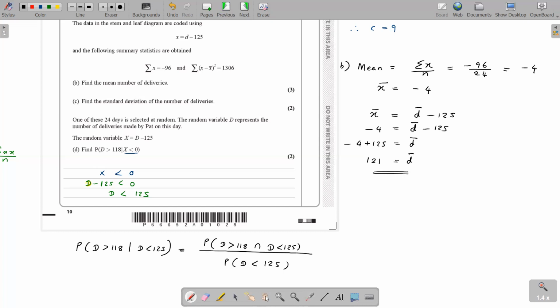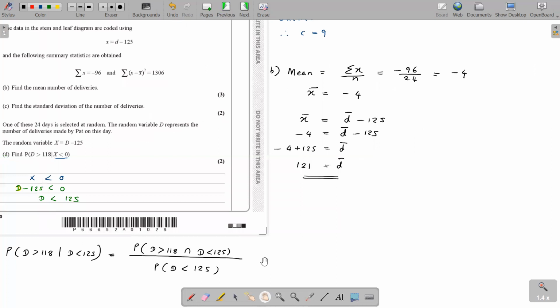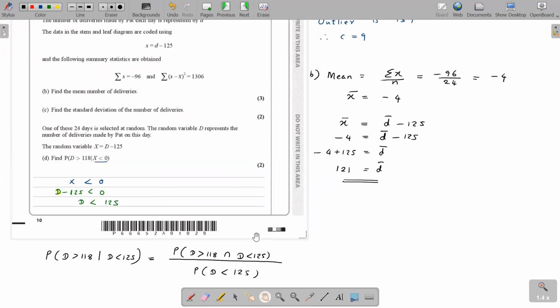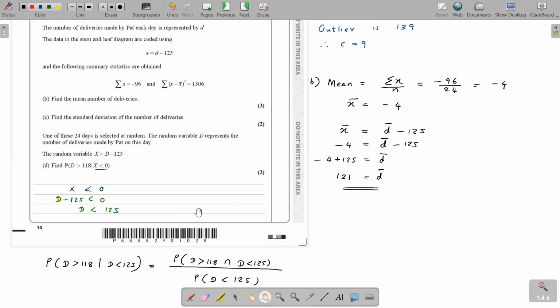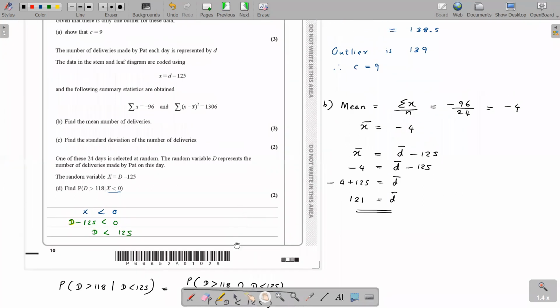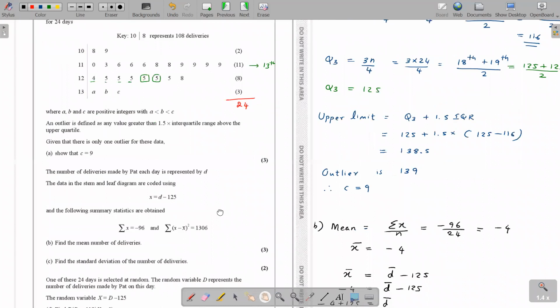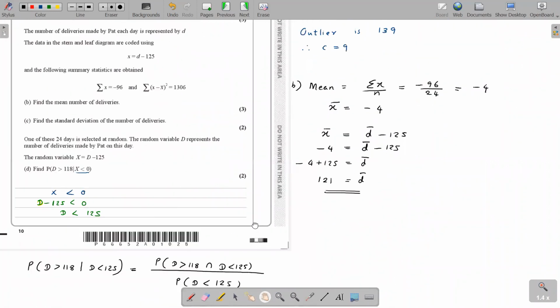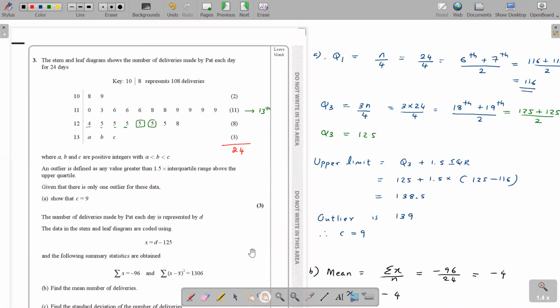How do I find the probability? Here, I want all the data where D is more than 118 but less than 125. How many such data points do we have where the number of deliveries is more than 118 and less than 125? What's the probability?